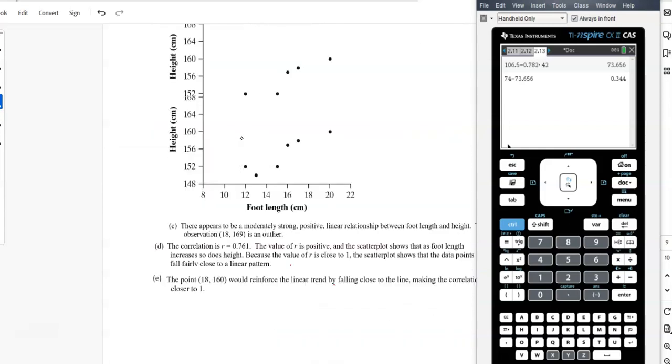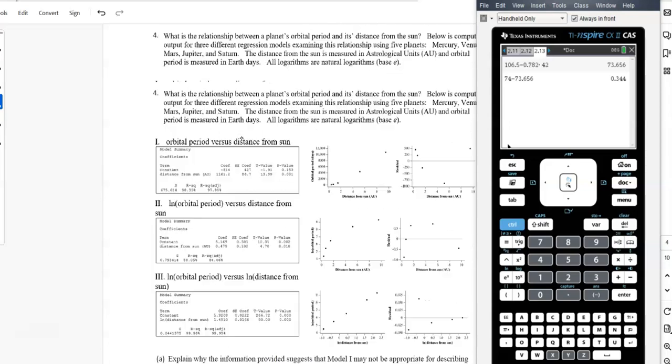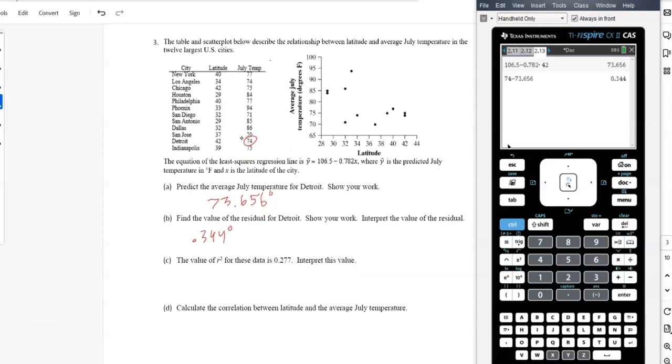Okay, and the last question on number 3. Calculate the correlation. R squared is 0.277. So if you take the square root of 0.277, you get that. And then we can see that this definitely has a negative slope here. So this is definitely a negative correlation of some kind. So we think that R value will be negative 0.526, and so on.